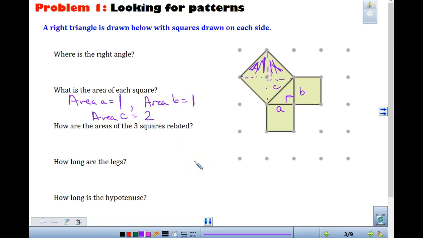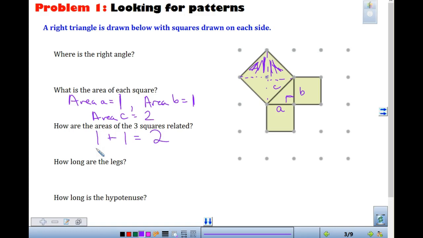So it says, how are these three areas, 1, 1, and 2, related? Meaning, could we add, subtract, multiply? Is there something special about those numbers, 1, 1, and 2? Olivia, what happens if I add the smaller, the leg areas? 1 plus 1 equals what? So what we have here is the area of A plus the area of B is always going to equal the area of C.